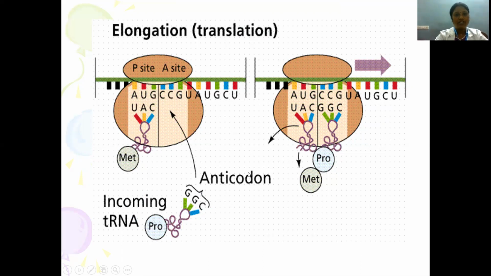There will be a peptide bond formation between the two amino acids. This sequence CCG will code for the amino acid proline. So after it comes and attaches, there will be a peptide bond formation. And after this happens, there will be a translocation: the methionine is transferred onto the proline's tRNA, and the uncharged tRNA will move to the E site to get released.